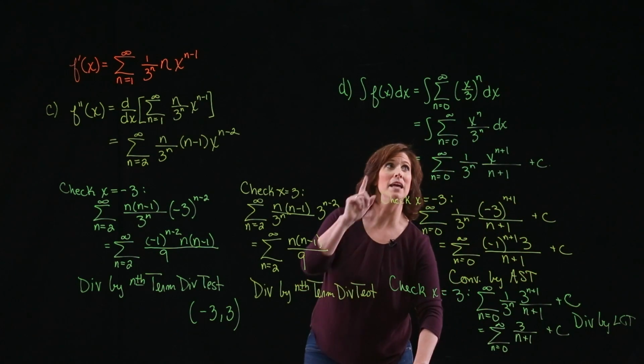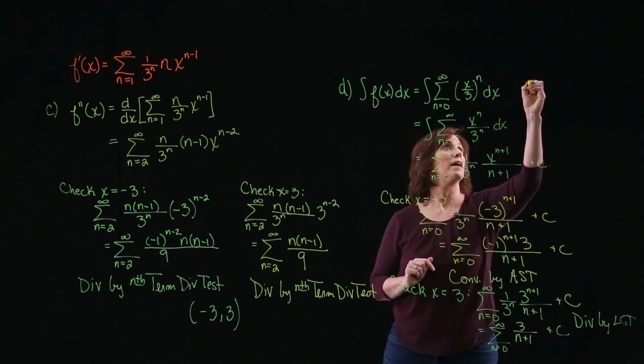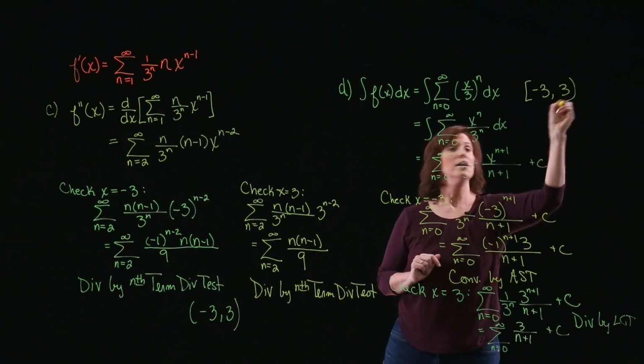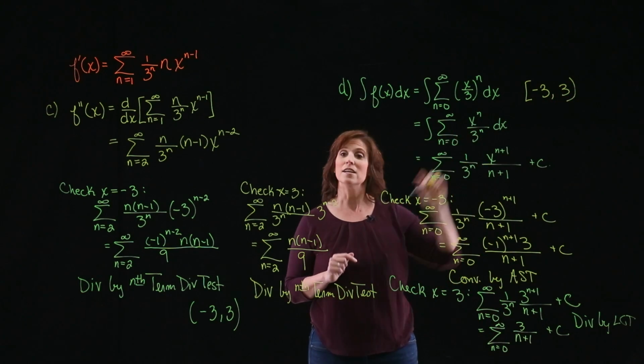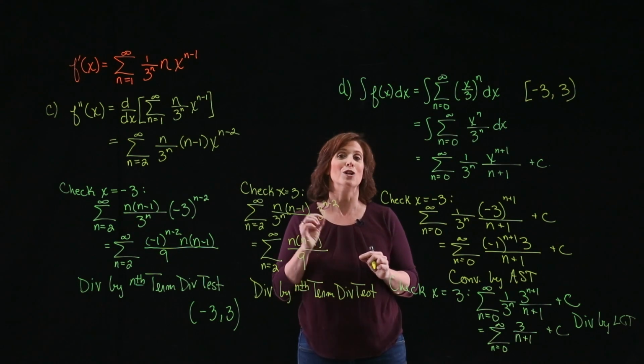So what does that tell me about the particular series? It converges at -3 and it diverges at 3. So this one is different. Its interval of convergence is the interval from -3 to 3, including -3.